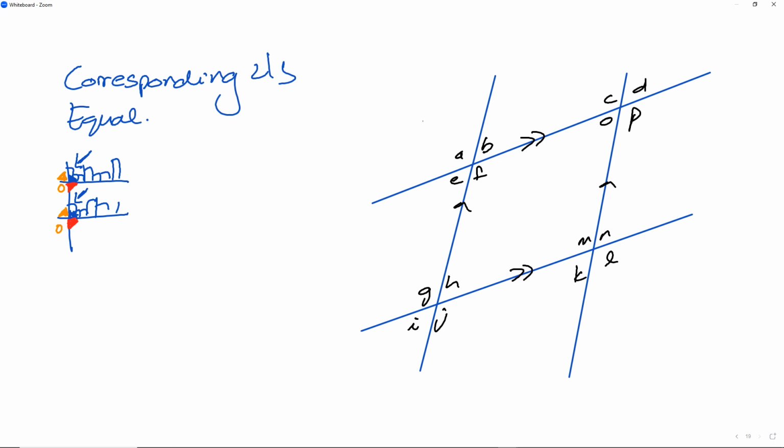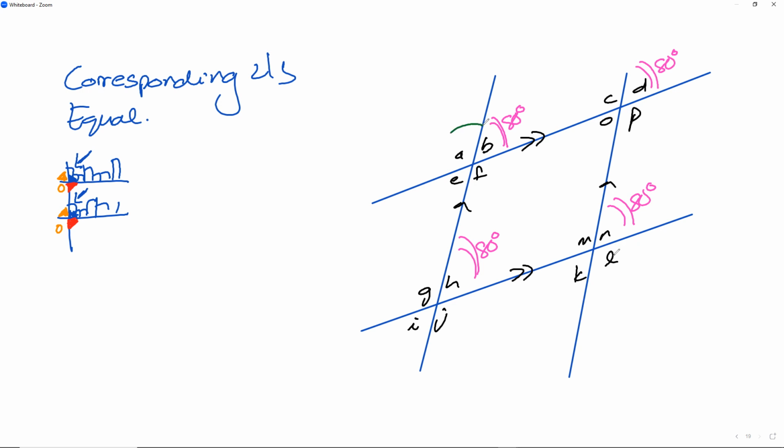Let's start with the top left-hand corner for each one. B is corresponding to D because they both lie at the top. And B is also corresponding to H. And D is corresponding to N. So all of those angles will be corresponding and equal to each other. So if this angle is 80 degrees, that angle will be 80 degrees, that angle will be 80 degrees, that angle will be 80 degrees, for example.